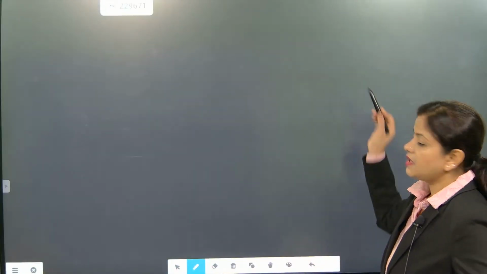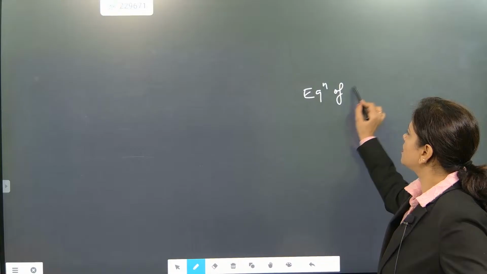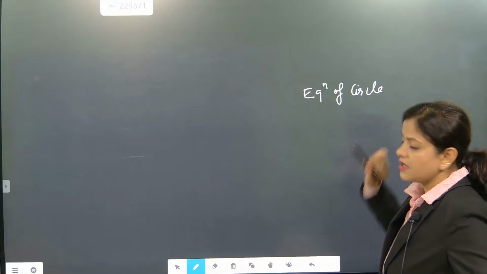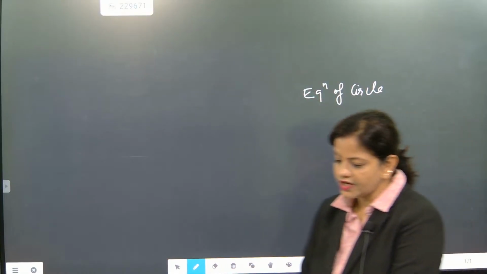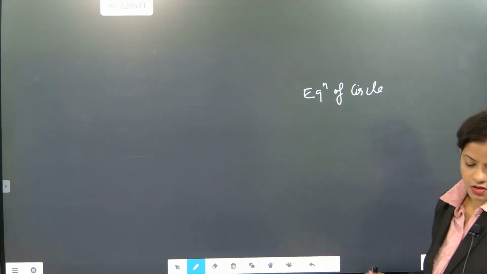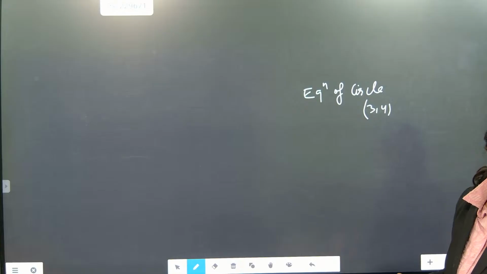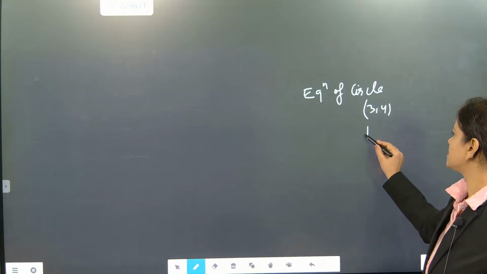Find the equation of the circle. You have to find the equation of the circle for 2 marks. The equation of the circle whose center is 3, 4, and it touches the x-axis.